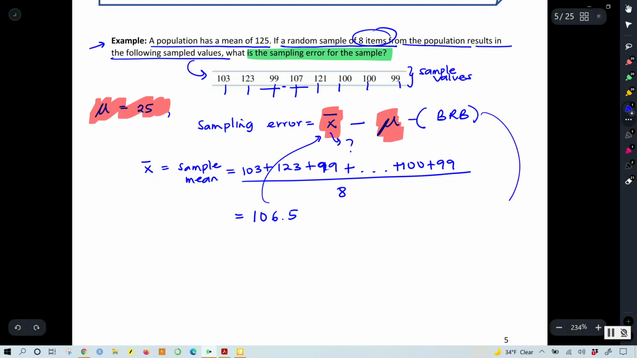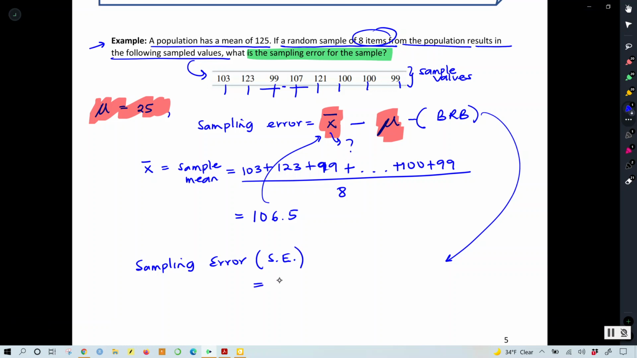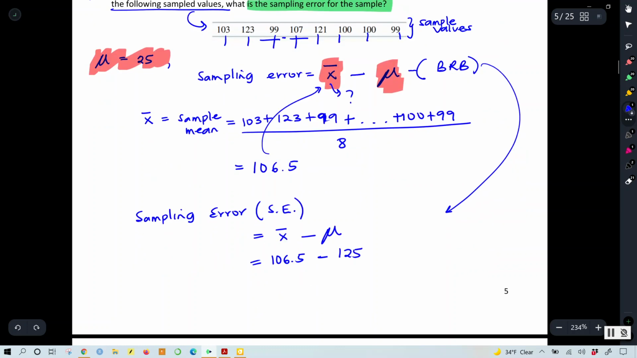So now I can be right back to my sampling error. My sampling error, I can shorten that as SE. This will be equal to X bar minus the population mean, 106.5 minus 125, and on my calculator, I got negative 18.5.